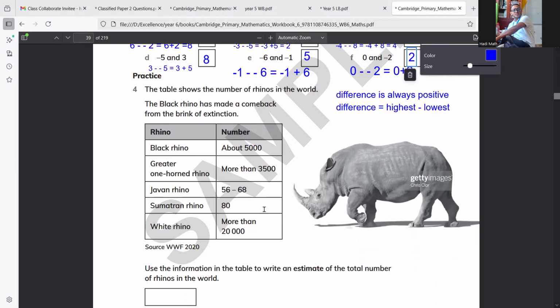Let's go to question 4. Let's say the table shows the number of rhinos in the world. The black rhino has made a comeback from the brink of extinction. We have, this is a rhino and this is the number. They ask you to use the information in the table to write an estimate of the total number of rhinos in the world. We say this is about 5,000, so let's say 5,000.